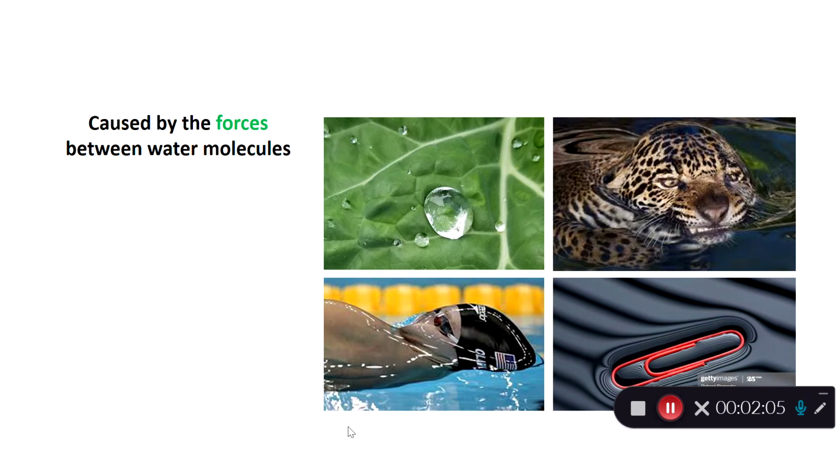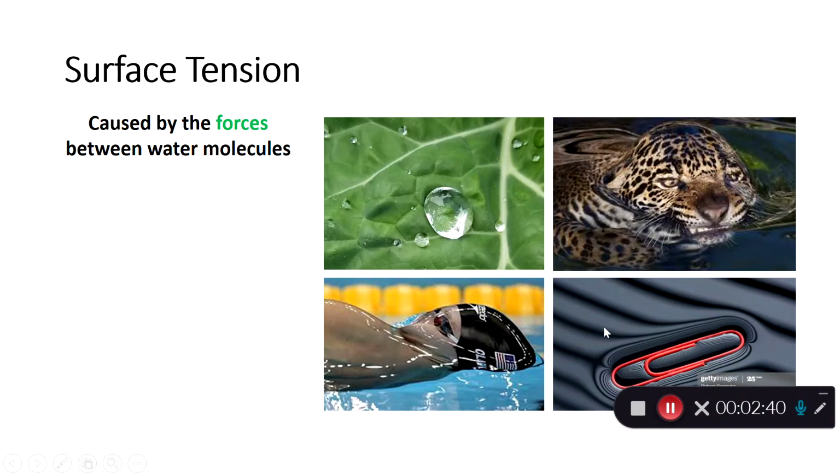Now, take a look at these four pictures. So these four pictures are all describing surface tension. Okay, in the first picture here you have a very clear water droplet, and in this one you can see a smooth film of water over the person or the animal. And here you can see that a paper clip, which probably has a higher density than water, is able to float on the surface of water.